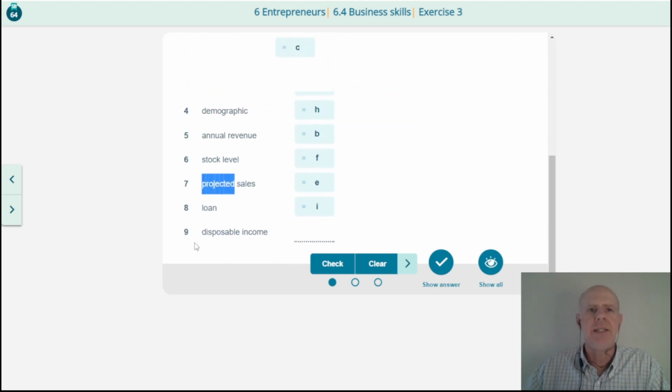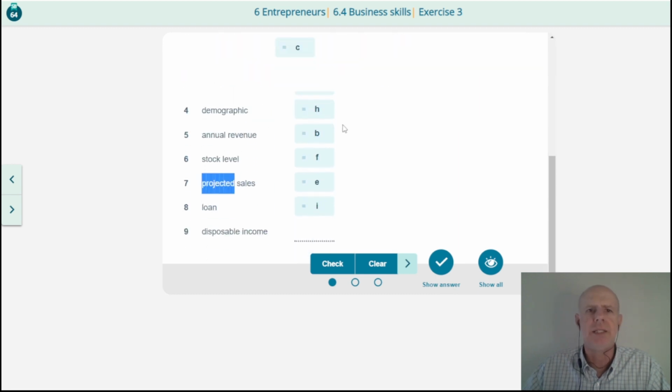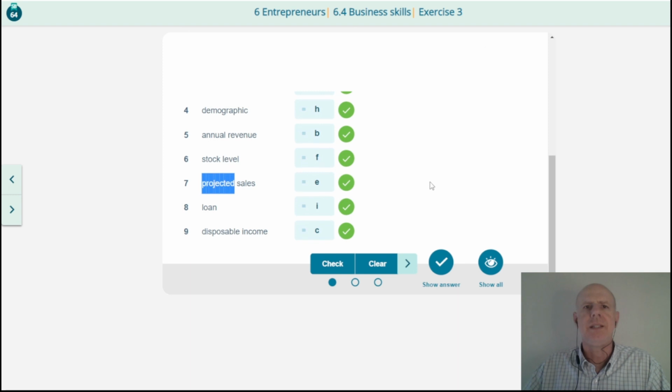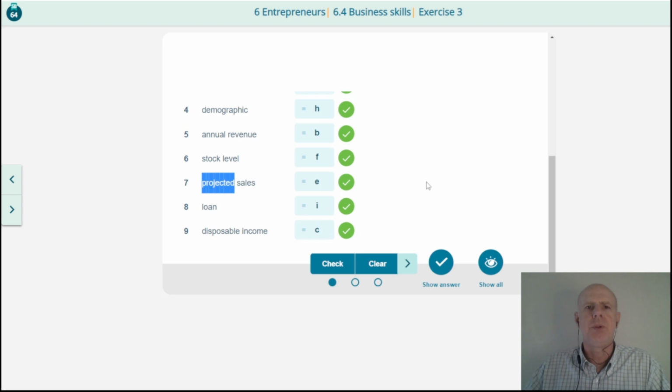And finally, an easily disposable income. Disposable, what's that? The amount of spending money people have available after they have paid taxes. So it's disposable income. The money is there, they can use that money, right? Easy. So you can take your print if you want.